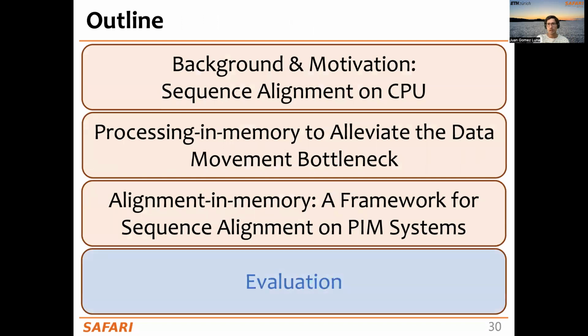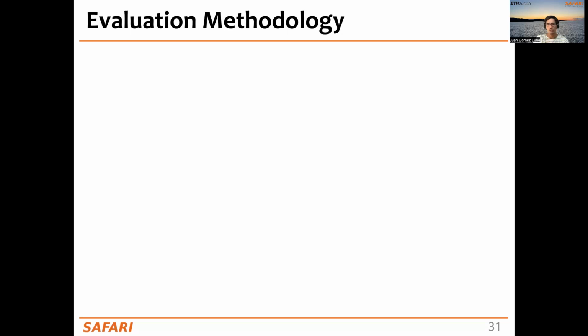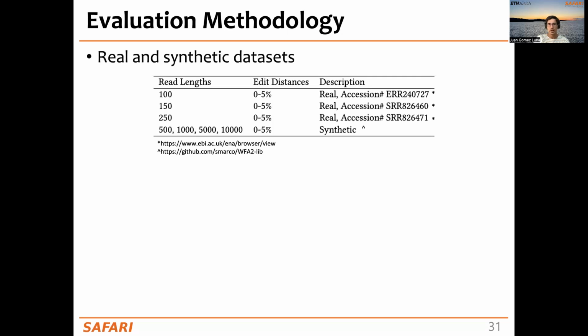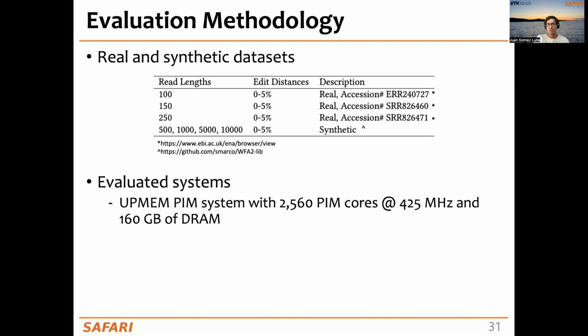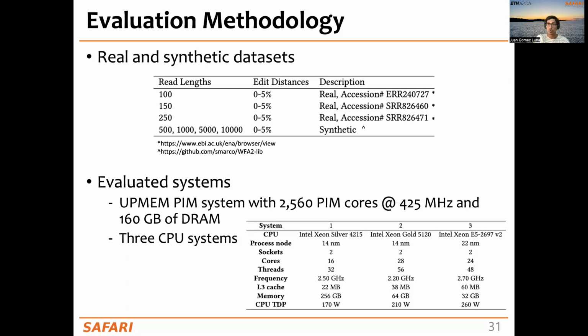Now let's go with the evaluation. First of all, our evaluation methodology: we have used real and synthetic data sets for the different experiments, and we have evaluated different systems. First, a PIM-based system, or a memory-centric computing system, which is an UPMEM-based system with more than 2,500 PIM cores, and then we have compared to 3 CPU systems with different number of cores, different number of threads, and also importantly, different L3 cache size. You can find the details in the table of this slide.